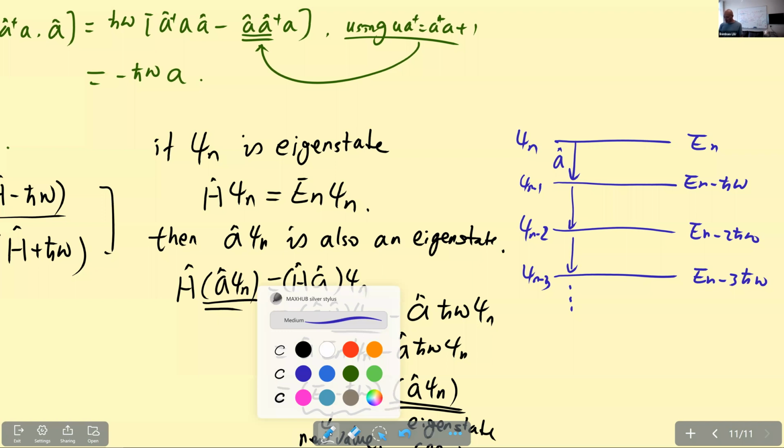All right. But we can also do the same thing for A dagger. Okay.